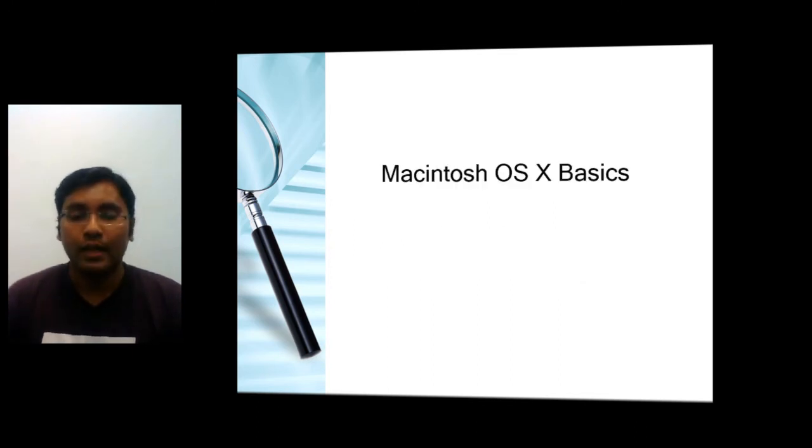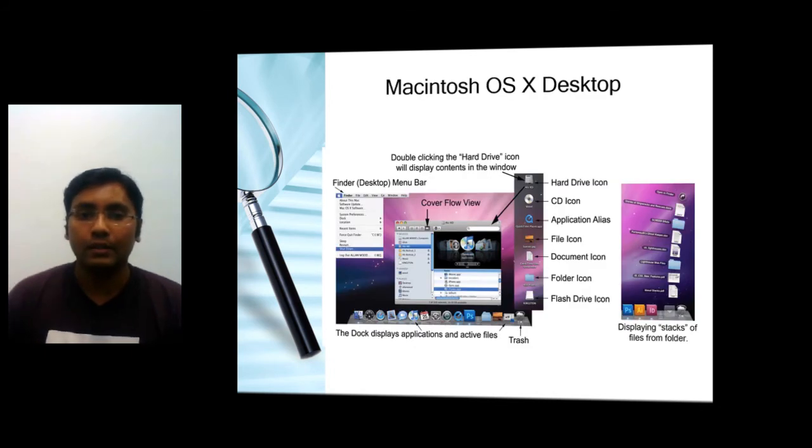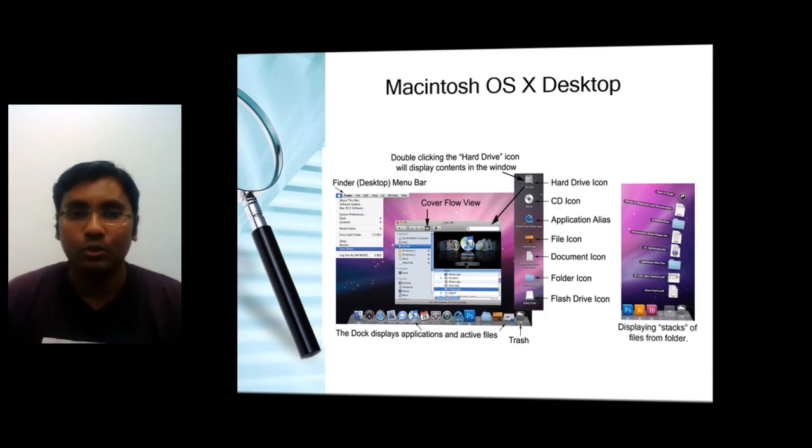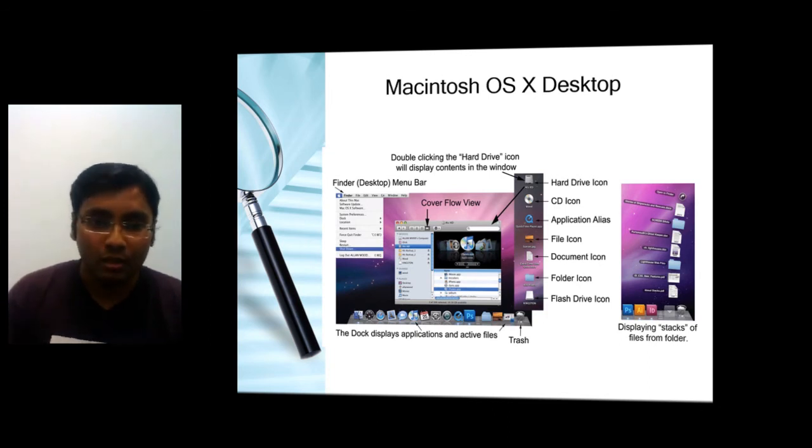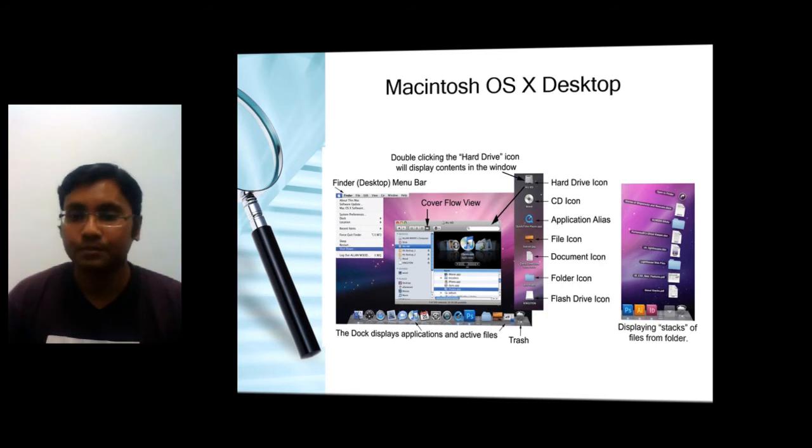And Macintosh, actually now I am going to discuss Macintosh OS X Basic. So here, as you can see the pictorial view, if you double click on the hard drive icon, it will display the content window, like you can see the hard drive icon, CD icon, document icon, and so on. And also in the Finder desktop menu bar, if you click on Finder, you will see the pop-up menu will pop up and it will show the menu bar. Also, to display the state of the file, you can click the right side and it will pop up the state of the folder.